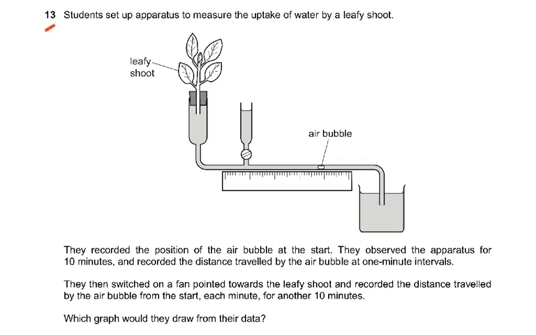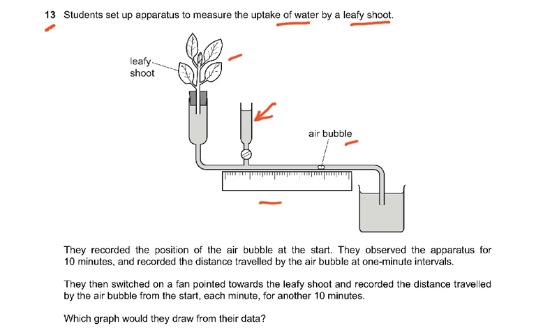Question number 13. Students set up apparatus to measure the uptake of water by a leafy shoot. Now, this is called a potometer. You have an air bubble here. This is the water reservoir. This is the leafy shoot, and then you have the ruler, and then you have water in which this tube is dipping. They recorded the position of the air bubble at the start.